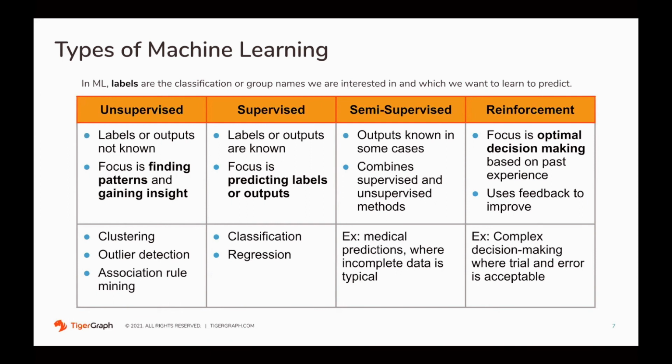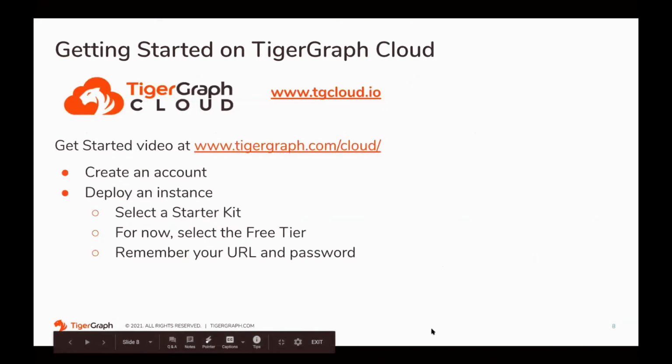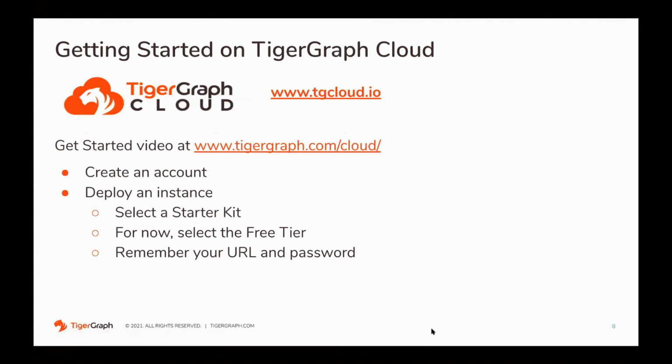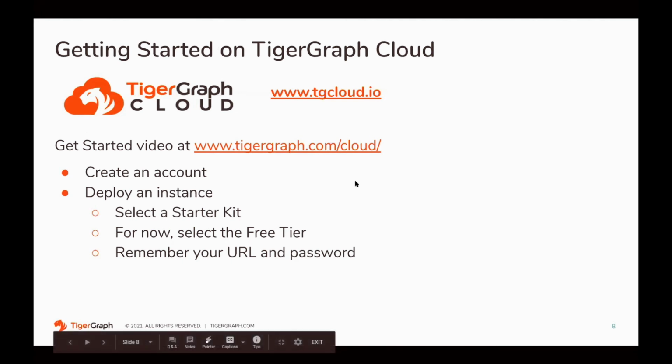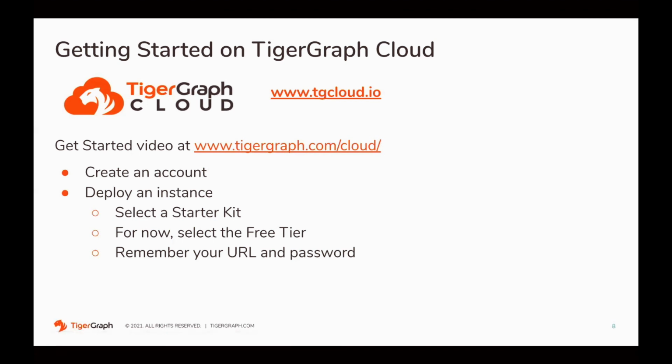We're not going to have time today to go into those types. We're going to focus on unsupervised and supervised learning, the two major categories. And we're going to be using TigerGraph Cloud, tgcloud.io. We have a get started video, but I'm going to walk you right through how to create an account, how to deploy an instance, and select a starter kit.